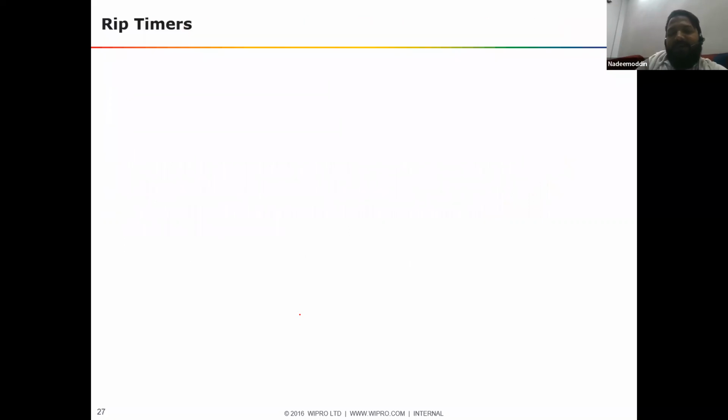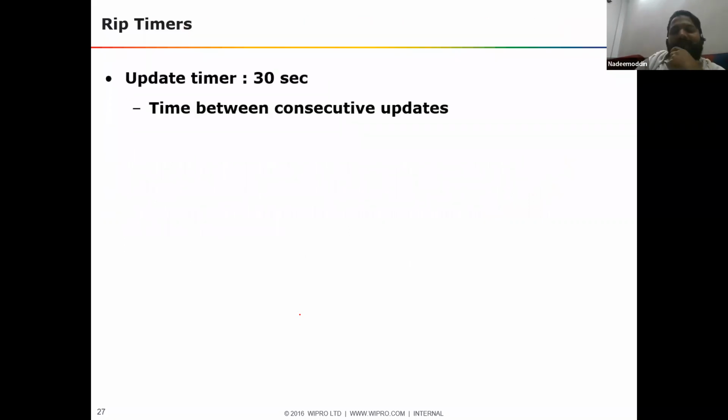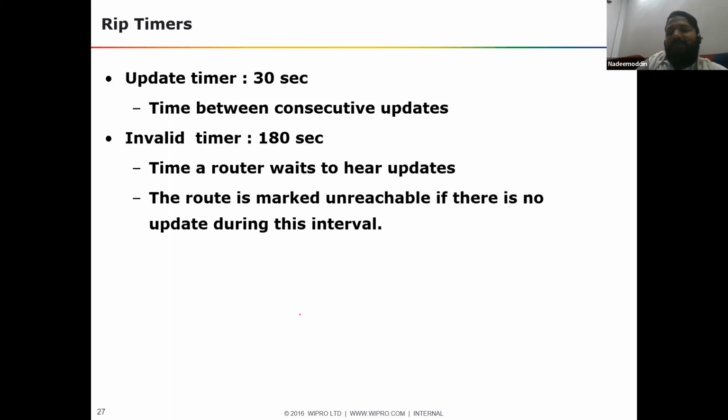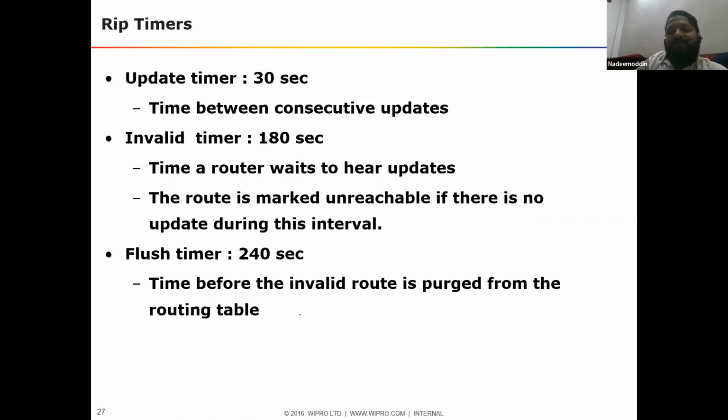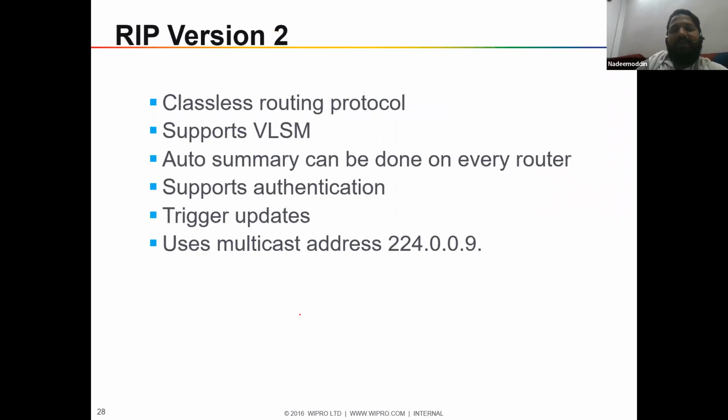RIP has some timers. If you are running the RIP protocol on two routers, the update timer is every 30 seconds, they will talk to each other. Then if any route is missing, they will come to know after 180 seconds and it will be flushed from the routing table after 240 seconds. It's such a slow protocol. It is not fast. It is simple in nature, but RIP is a slower protocol.